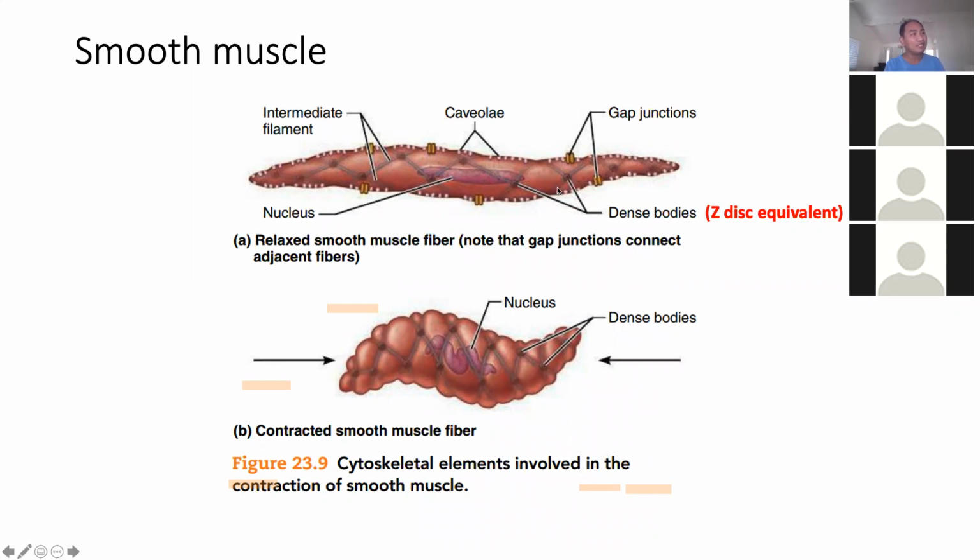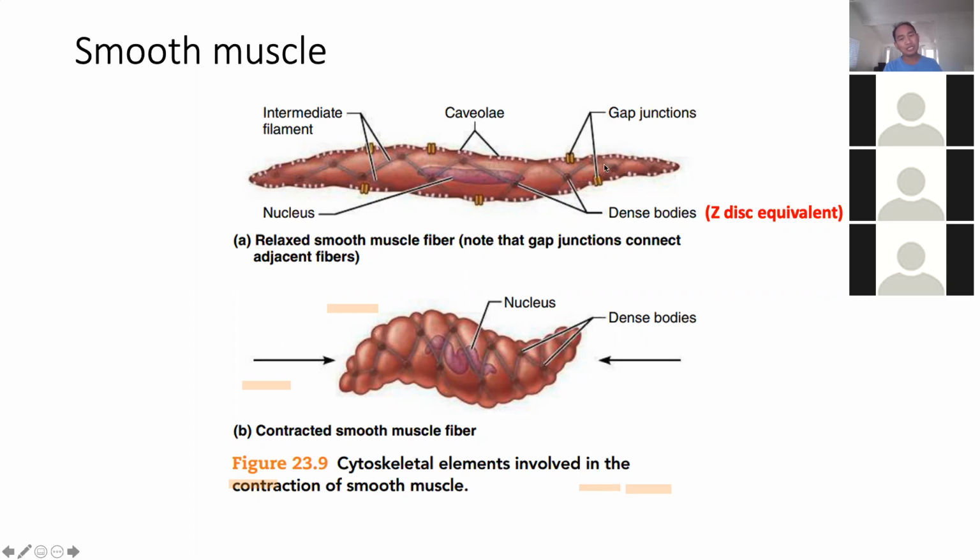And if we look at the outer surface here, we can see small little caveolae. What is caveolae? These are like the sarcoplasmic reticulum entering into the smooth muscle cell. And there it is a place for the nerve endings to come and rest on that area, which gives the signal, which is the acetylcholine signal, and lets the smooth muscle contract. So this is the caveolae, and you can also see the gap junction here.